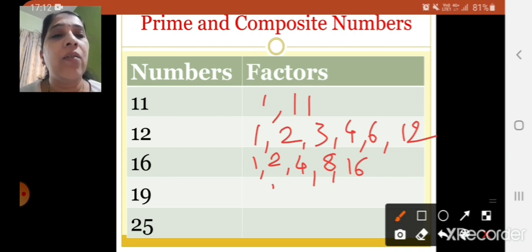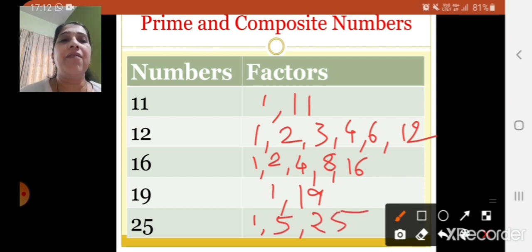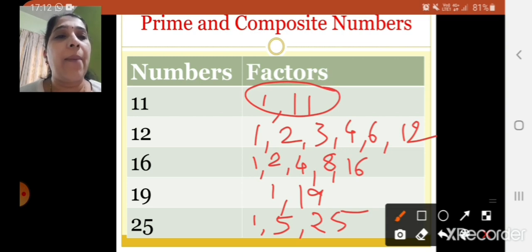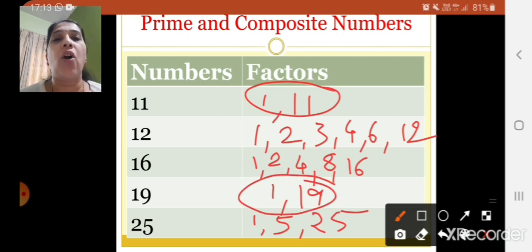Then for 19, 1, 19. And for 25, 1, 5 and 25, right? So these are the factors. Now if you can see for the number 11, there are 2 factors, 1, 11. For the number 19, there are 2 factors, 1, 19. So the numbers which have got only 2 factors, they are called as prime numbers. Whereas the rest of the numbers 12, 16 and 25, they have more than 2 factors. So those are called as composite numbers.